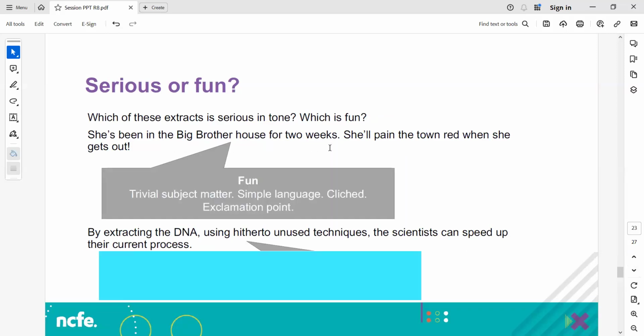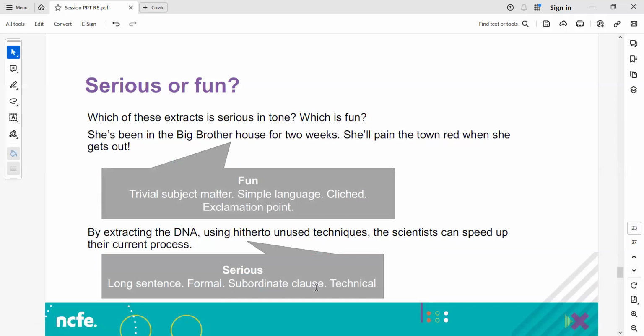So we've got the trivial subject matter, celebrity, in inverted commas, gossip, Big Brother, people in the Big Brother house, simple language, so short sentences. It's cliche, she'll paint the town red. The punctuation, the exclamation mark. And the serious one at the bottom is more like an academic text. The long sentence, it's formal, technical, and we've got that complex sentence with the subordinate clause.